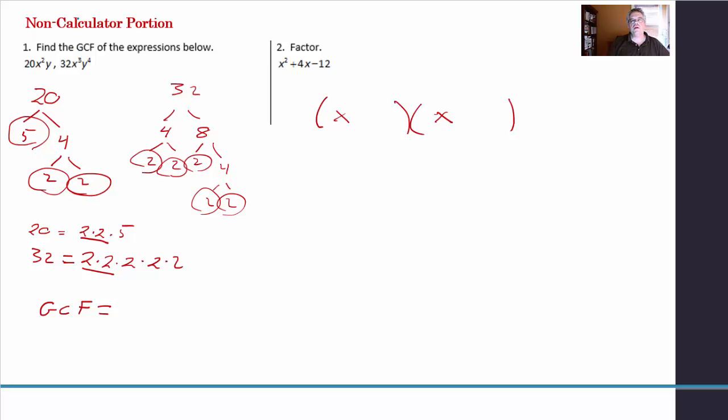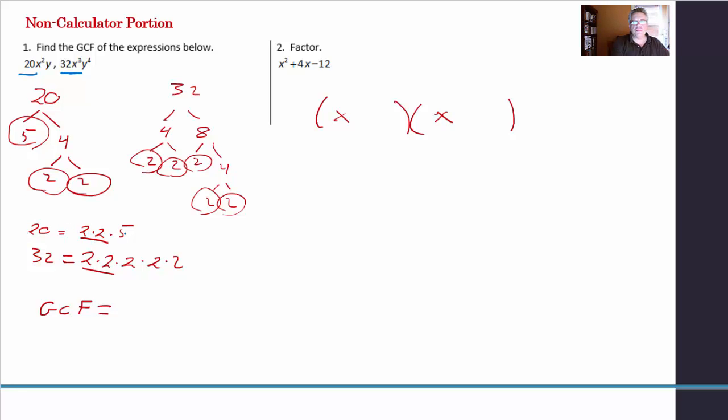All right, the first question is to find the greatest common factor, the GCF, of the expressions below. The hardest part are the numbers. So we need to find the greatest common factor of 20 and 32. You might be able to think about it and realize it's 4. 4 is the largest factor that they both have. But if you're not sure, remember that you can make factor trees and find the prime factorization.